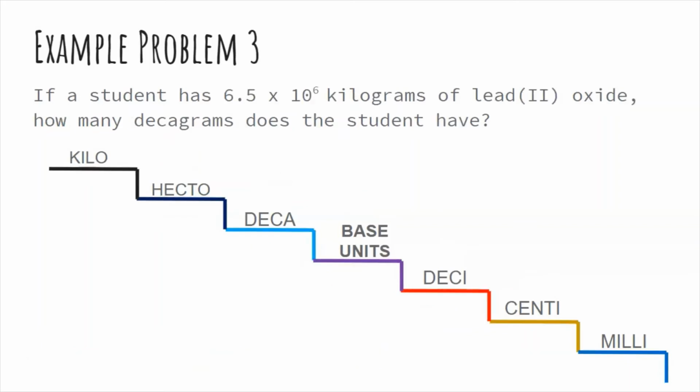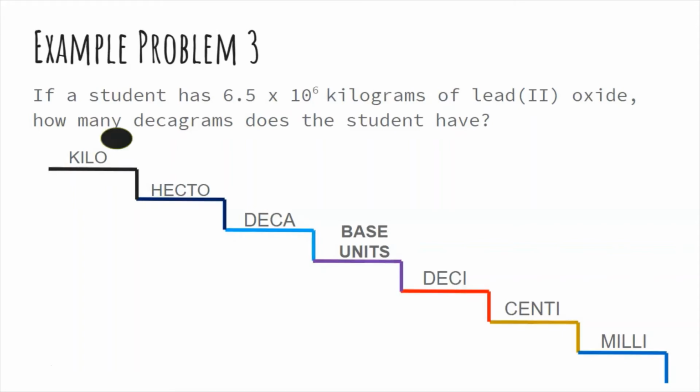Okay, let's try another example problem. If a student has 6.5 times 10 to the 6 kilograms of lead(II) oxide, how many decagrams does a student have? So we're going from kilo to deca, so we're going down the staircase, which means we're adding 1 to the exponent for every stair we go down. So let's start with kilo.